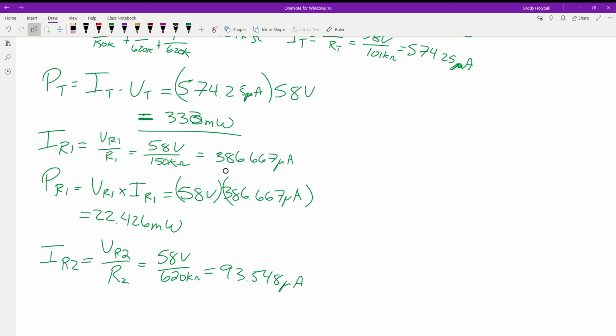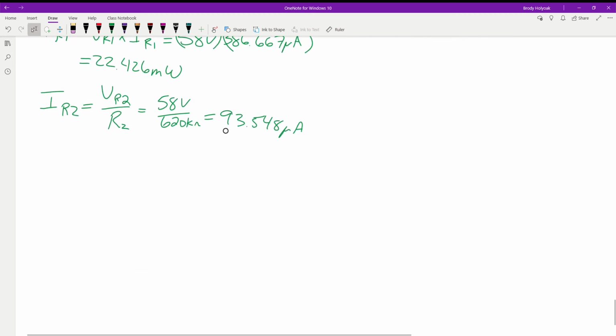Half of that is going to go through here. The reason I say half is because both of these resistors are the exact same value. So they're going to split whatever is left evenly amongst themselves. Neither one is going to take more than the other because their resistances are equal.